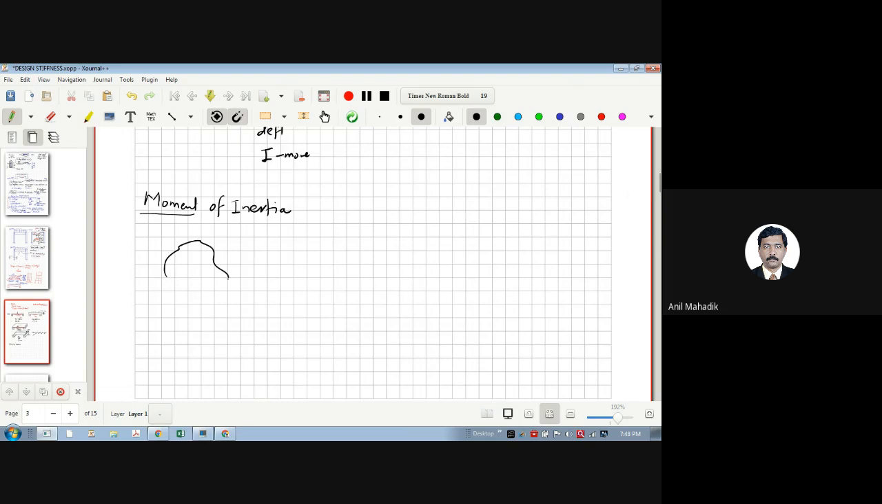Let me take an arbitrary shape first. Let's say this is your shape, and then there is one more shape like this. You will see there is a mass of material here, and mass here as well. All is mass, meaning it is a material. If it is concrete, then it is whole concrete, and if this is also concrete.